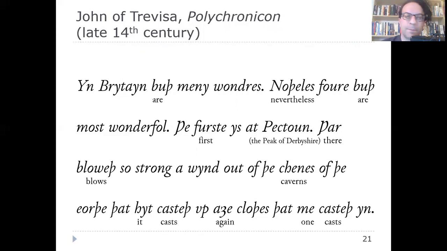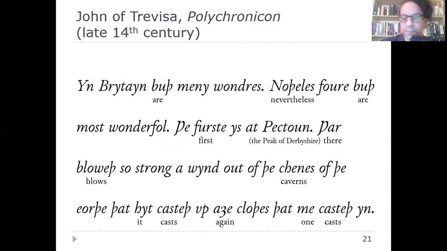Natheless is nevertheless. The first is at Pectoon, there bloweth so strong a wind out of the chains of the earth, that it casteth up again clothes that men casteth in. Okay, I just wanted to point out a few things there. The grammar is really different from the grammar of Old English. How can I tell that? If you just look at the form the there. So there are no different forms of this article anymore. So there blows so strong a wind out of the chains of the earth, out of the caverns.